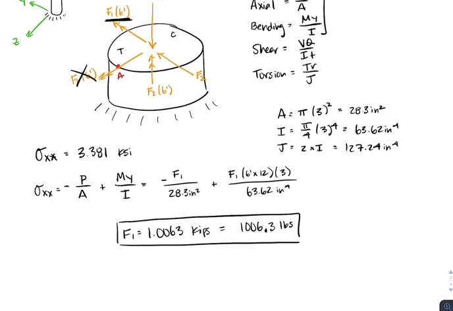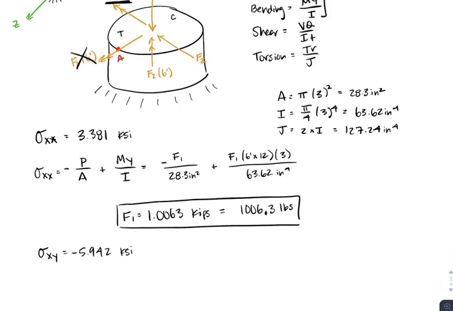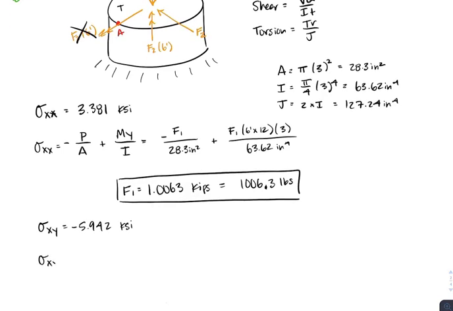So now we can move on to our shear stresses. Our shear stress from above was sigma xy, and that is equal to a negative 5.942 KSI. So our shear stress equation sigma xy is going to be our TR over J plus, and in this case, since our shear stress is located at the very max, at the centroid perpendicular to our shear force, we can use a simplified equation. Instead of using VQ over IT, we can use 4V over 3A. And that's only when our shear point is at the max shear spot, which is right at the centroid. So we can use that.